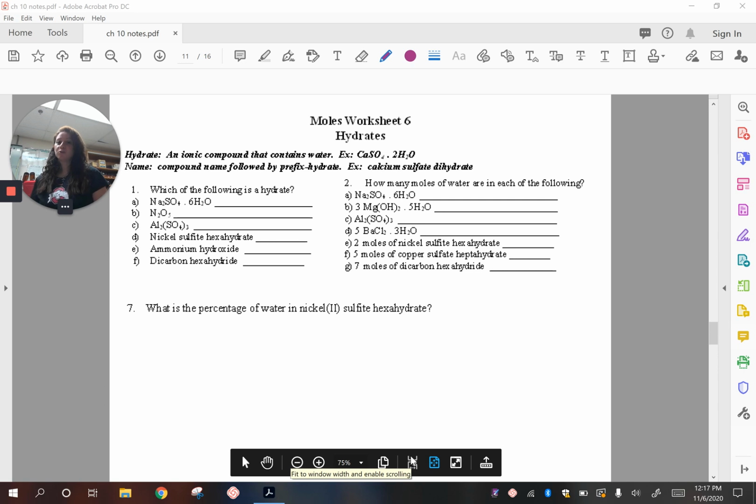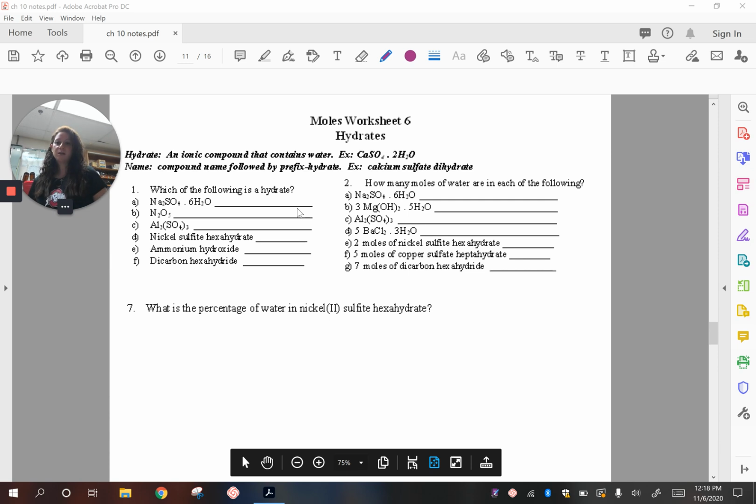So, when you are hydrated, that means that you have water in you. If you're dehydrated, then you don't have water. So, hydrates are ionic compounds that have water trapped in their crystal. An ionic compound, remember, is when you have a metal and a nonmetal bonded together. So, something like calcium sulfate.